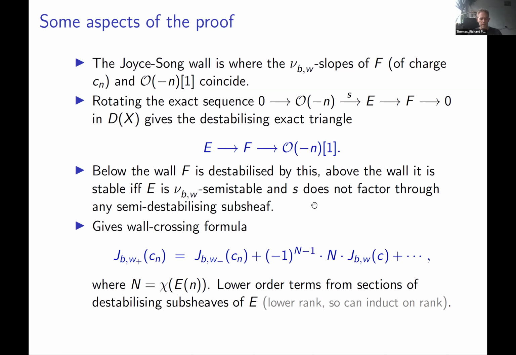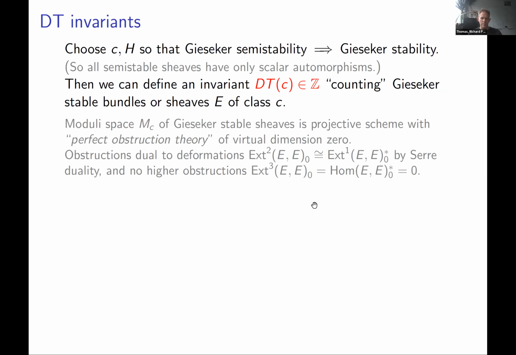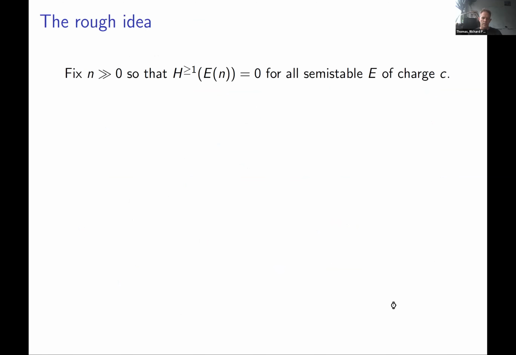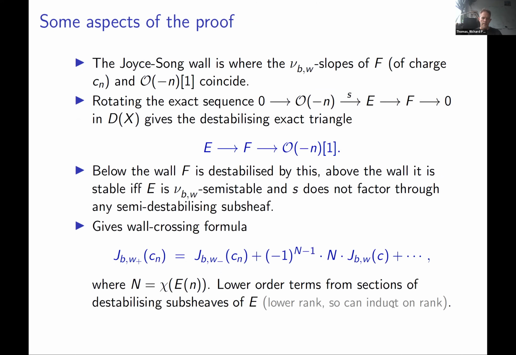Okay, so do you remember the wall crossing formula that we started with many slides ago? Let me quickly go back to it. This is bad form, isn't it? Okay, this wall crossing formula: the invariant above the wall is the invariant below the wall plus the topological quantity counting extensions between A and B and between B and A. So this Mukai pairing times the number of A's times the number of B's. All right, let's do it here in this crazy abelian category. It's the same. DT invariant above the wall is DT invariant below the wall plus the number of extensions between the two pieces, the E and this shifted line bundle, and vice versa, times the DT invariant counting the E's.